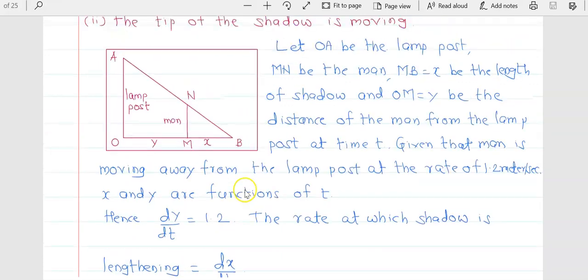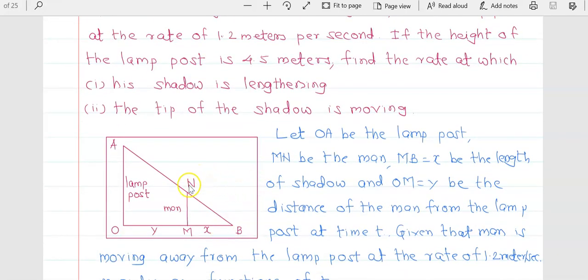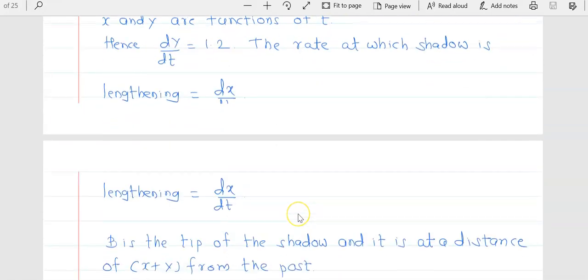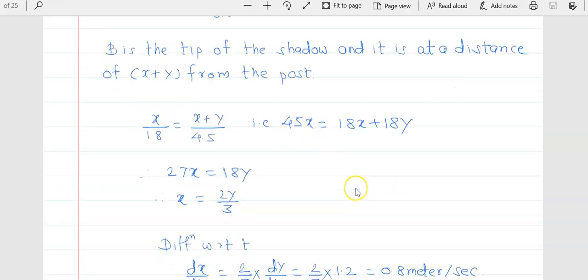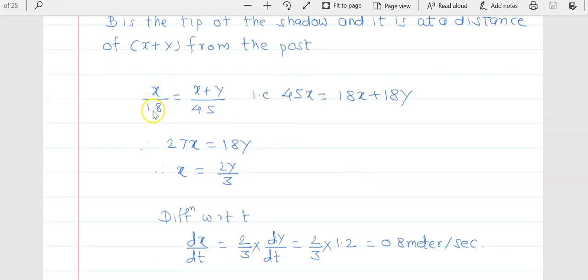Therefore, x upon 1.8. Again, these two triangles are similar. Which are the triangles? That is MNB and OAB. These two triangles are similar. Therefore, MN upon x is equal to AO upon x plus y. And with the help of this, we can find out the value of x in terms of y. That is, x upon 1.8 is equal to x plus y upon 4.5. Solve this, then you will get x equal to 2y upon 3.